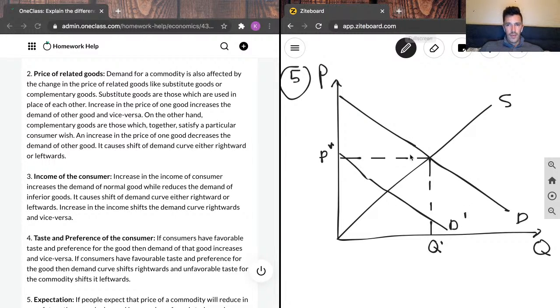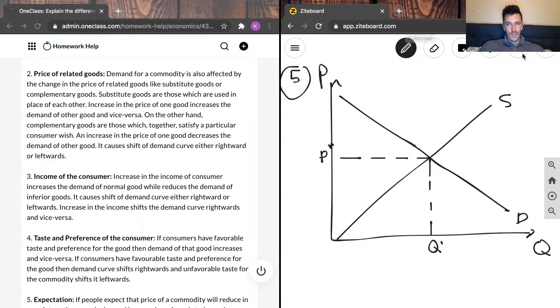Call it a D prime. The demand for burgers would shift to the left. As a result, demand would fall, and as a result, the quantity demanded and quantity supplied would fall.